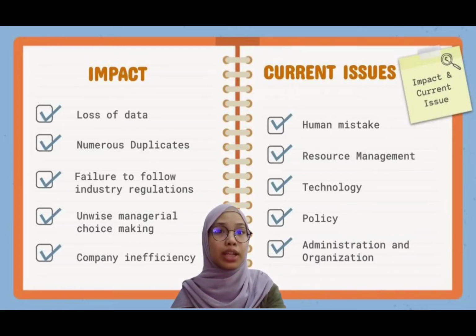Fifth is company inefficiency. Meanwhile, for the current issues in classification and filing system, paper is used to represent documents in a traditional setting. All of the typical document-related functions have electronic analogs. In the rapidly developing realm of electronic documents, the internet and electronic publication provide a sizable source of color and graphics that are applied to other texts. These developments are being driven by 3 different trends, which are described below. First is human mistake, second is resource management, and third is technology.